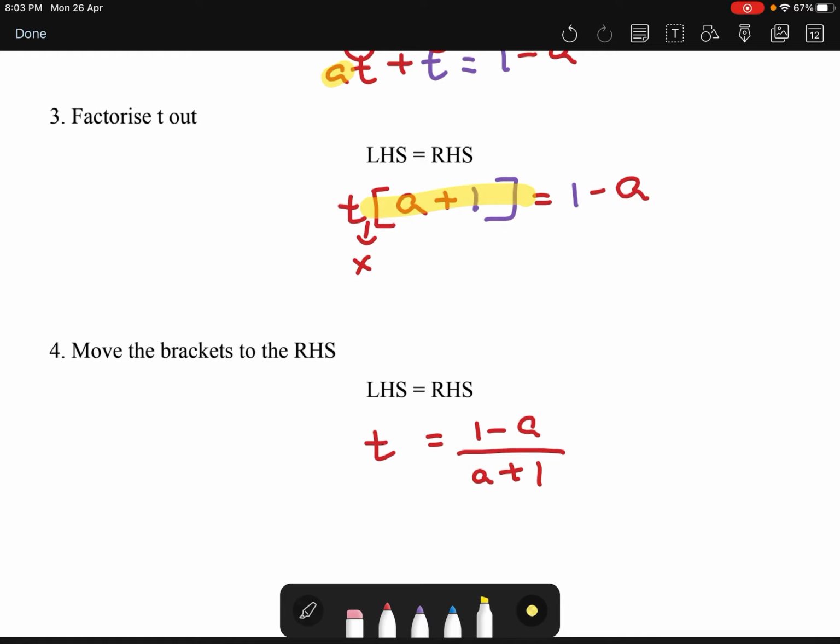So I have completed the final step, and this is making t the subject.